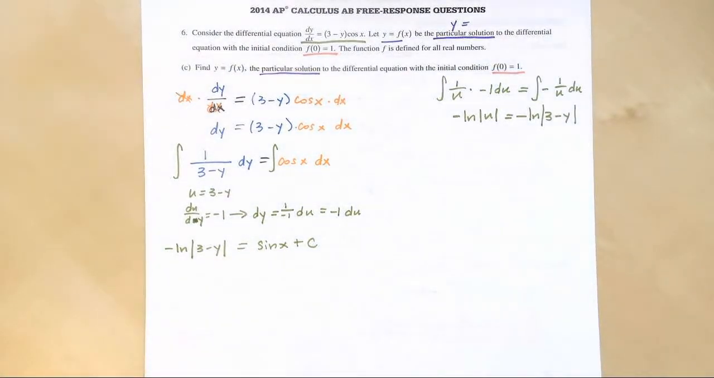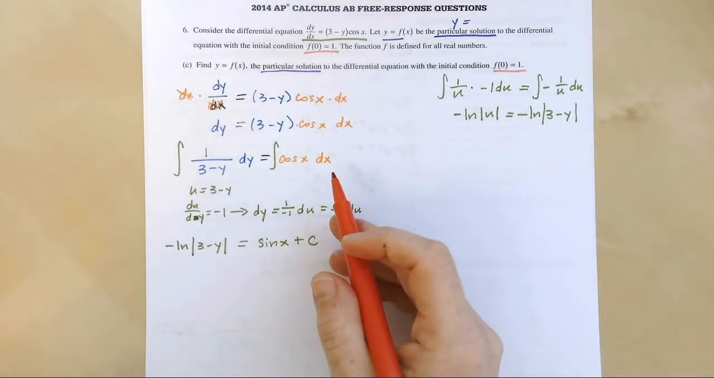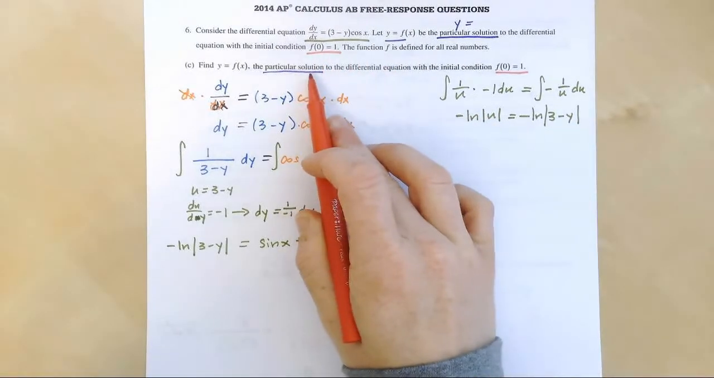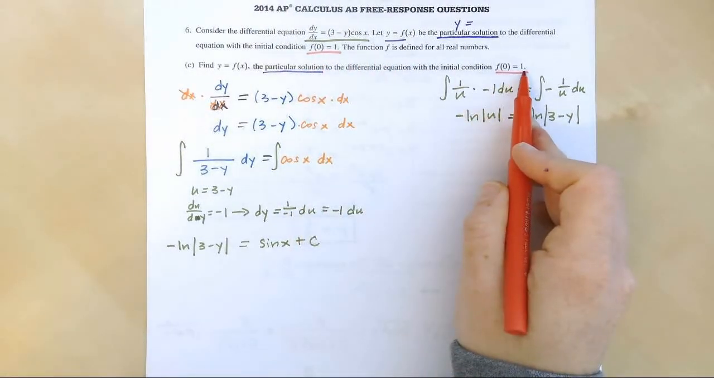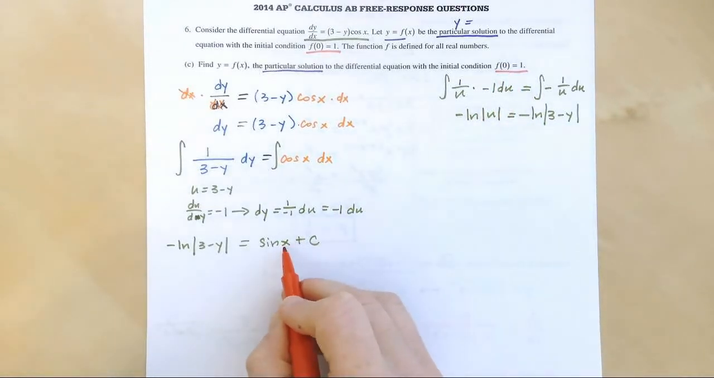Now that we have gotten that, we need to isolate y. But before we isolate y, let's talk about this absolute value thing really quick. If you look at this problem, we're trying to find the particular solution with the initial condition 0, 1. If we were to plug in 0 for x, sine would turn into 0, right?